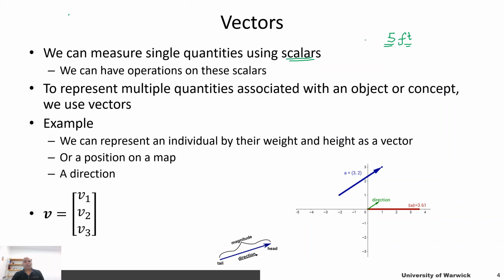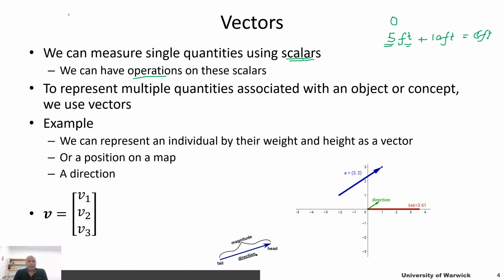Some quantities can be positive, some quantities can be both positive and negative, and of course there is that beautiful zero, which is a very interesting number, I would say. So scalars are essentially quantities using which we can measure single quantities, and we have operations defined over them. We can add them. 5 feet plus 10 feet is equal to 15 feet, for example. And we've got other operations like division, multiplication and subtraction, all defined on these scalars.